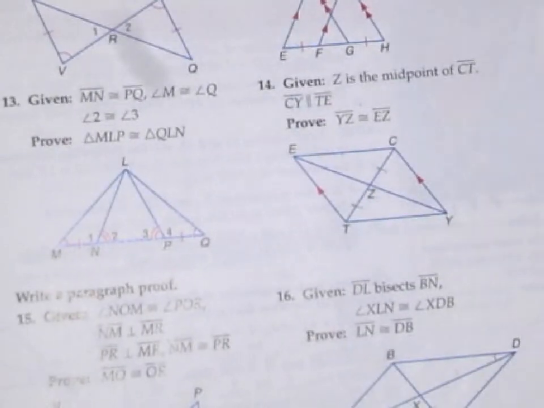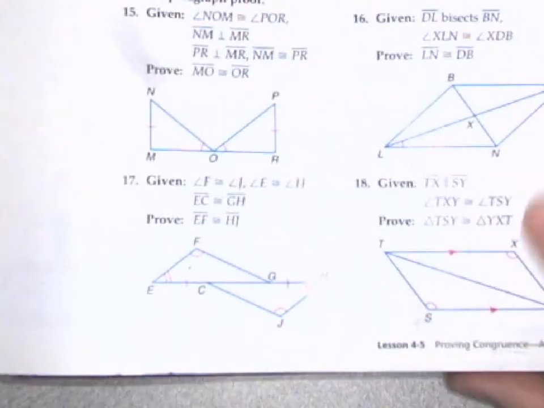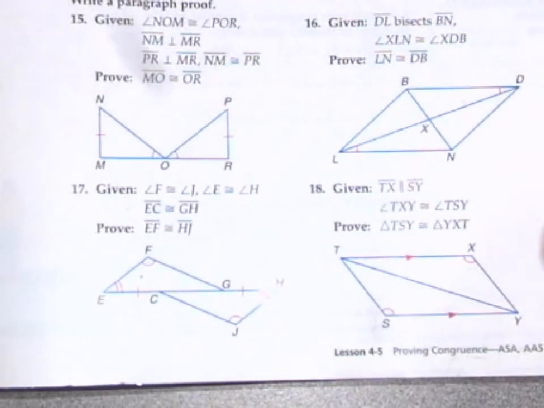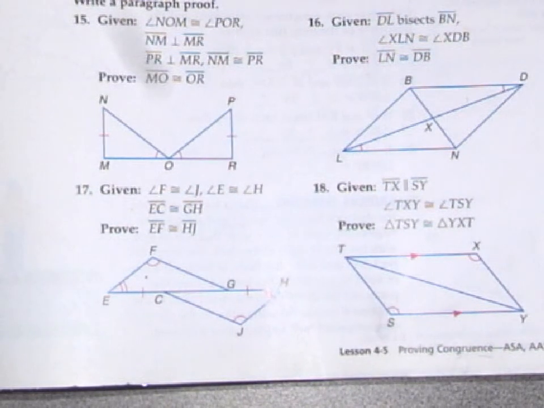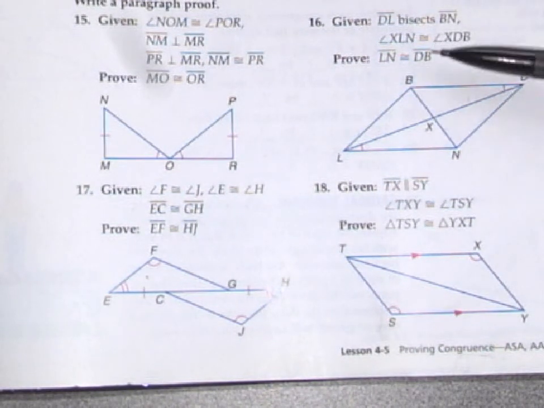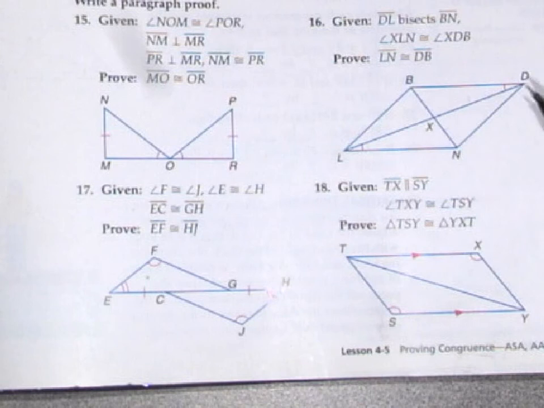All right, and the last one here, number 16. Okay, again, we have this keyword bisects, right? DL bisects BN. That means DL cuts BN in half. Right, so we got congruent sides there. You got vertical angles in here as well. So you got vertical angles here, you got vertical angles here.